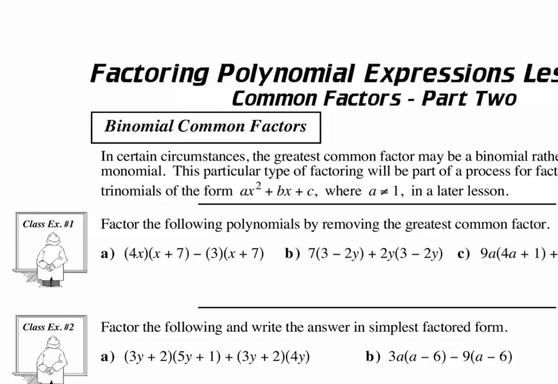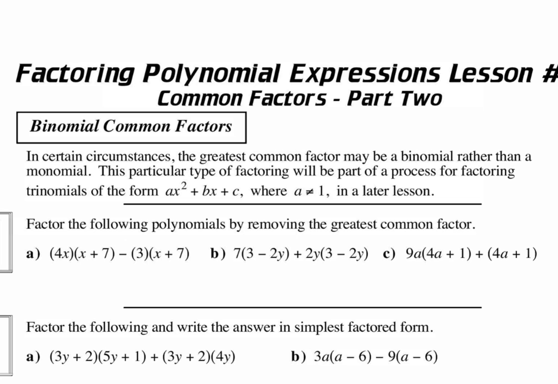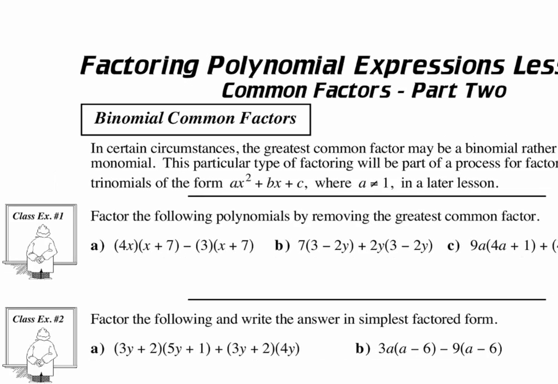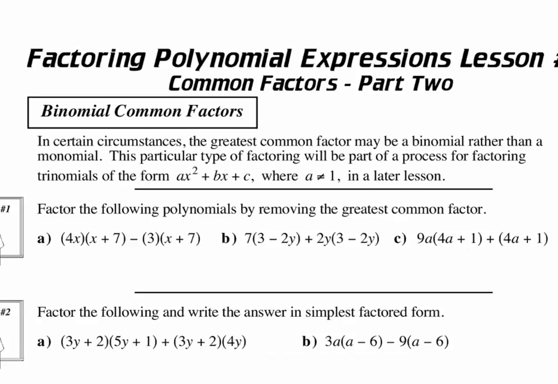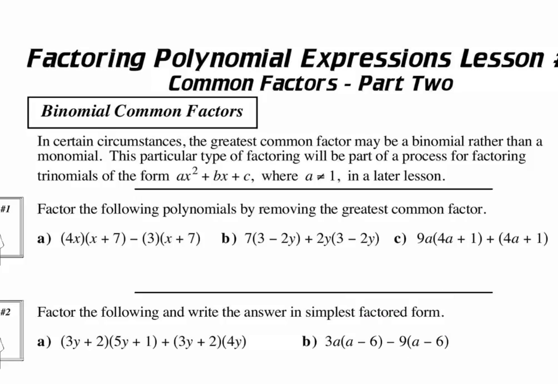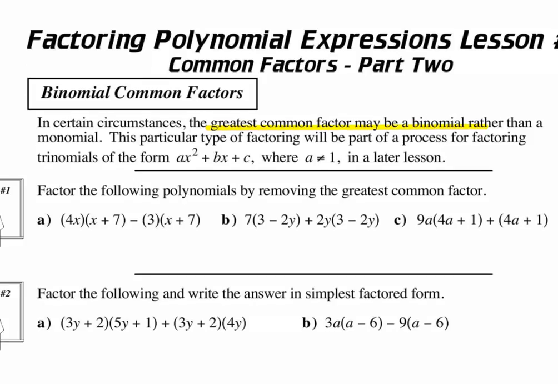Let's look at something like this, okay? In certain situations, the common factor may be a binomial. So your GCF can actually be a binomial in certain situations. So like the situation below, okay?